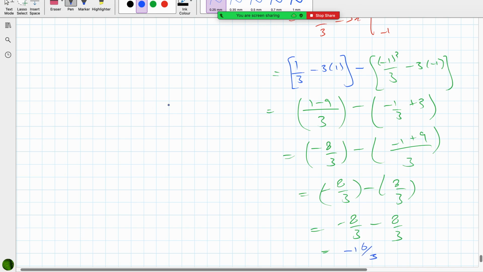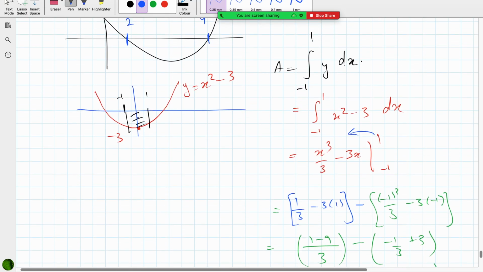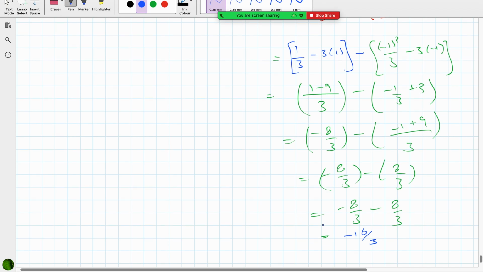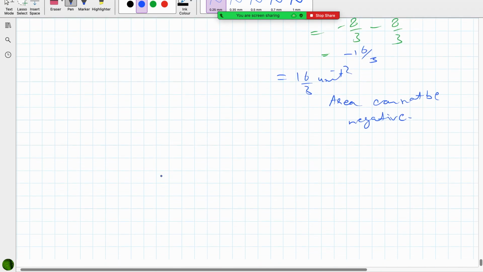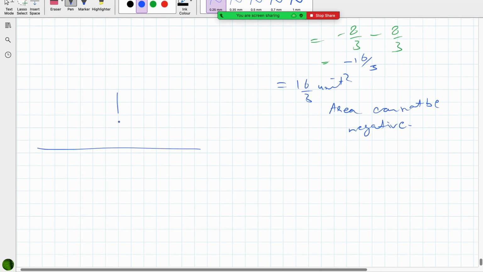What actually happened? This lies below the x-axis. Area above the x-axis is positive, below the x-axis is negative. So we'll just write a statement: 16 by 3 unit square, and say area cannot be negative.